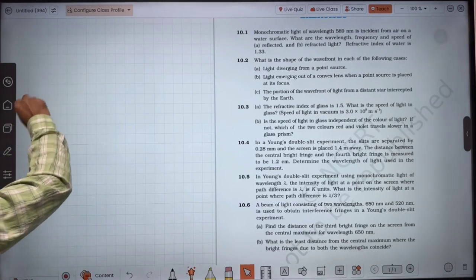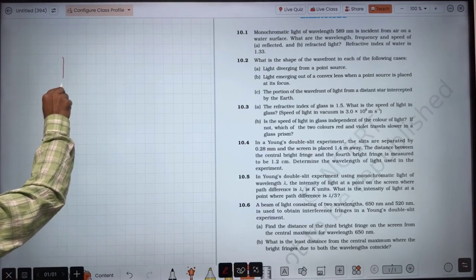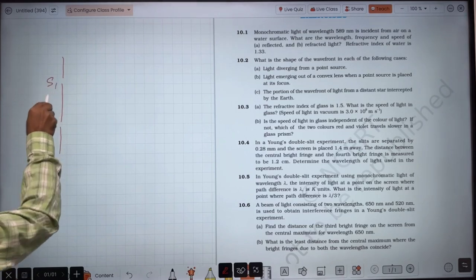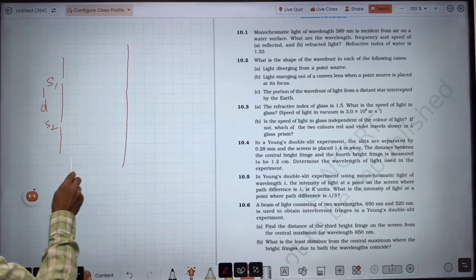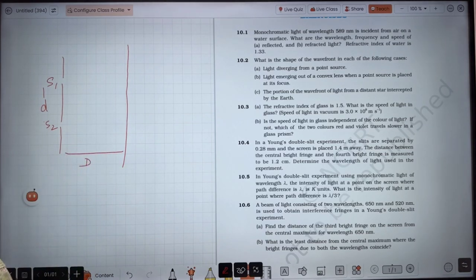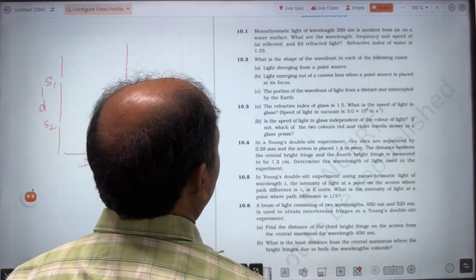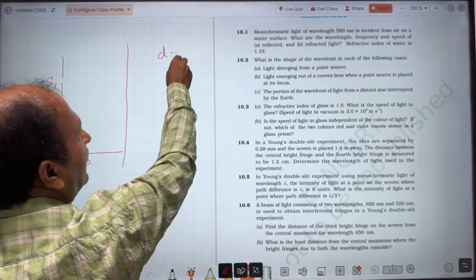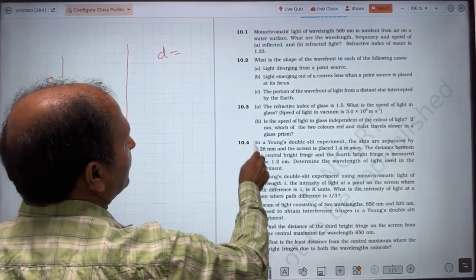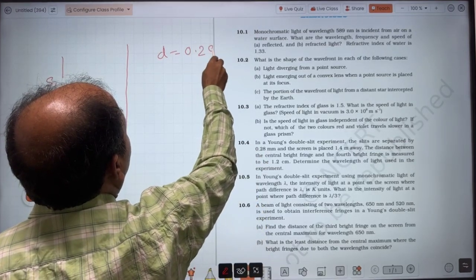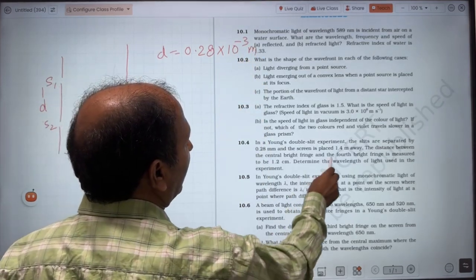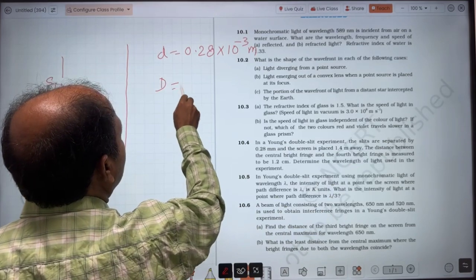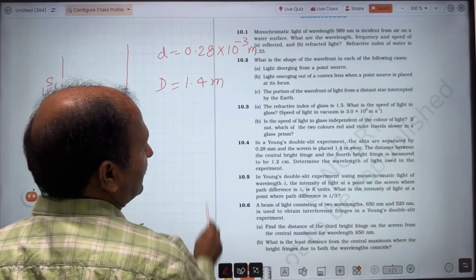So here, what is the situation? The situation is like this. This is S1, this is S2, this separation is small d. And here this is the screen, which is at distance capital D. Now in our question, the information is given. Small d is given as 0.28 into 10 to the power minus 3 meter. And the screen is placed, means capital D is given as 1.4 meter.